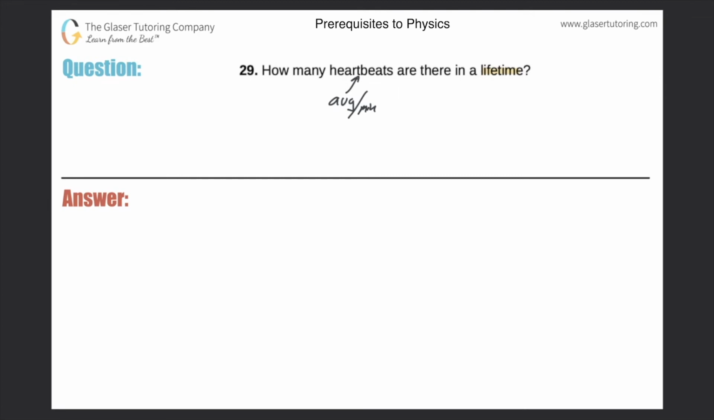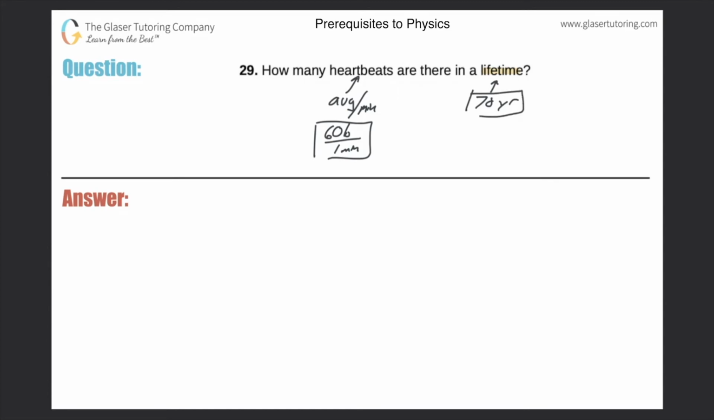Again, there's no really right answer, but once we choose the average value, we will then have a correct answer. So let's just assume that there's 60 beats per minute. That's the average heart rate. We also now need to figure out what the average lifetime would be. Just to make it easy, why don't we assume a 70-year lifetime? A little higher, a little lower, it doesn't matter. But that's just what we're going to assume here in this problem.